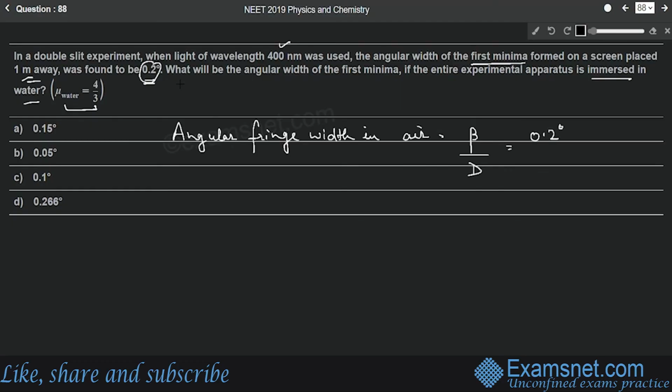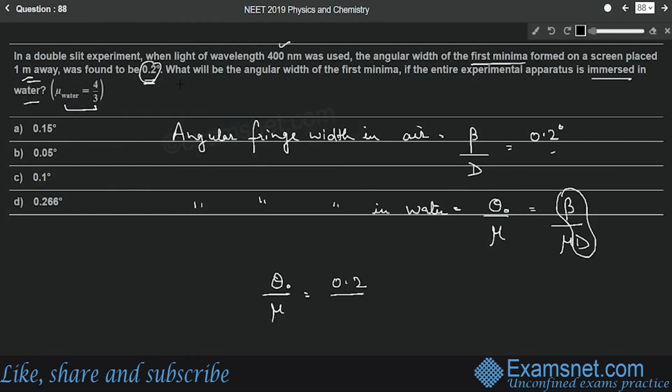Now the angular fringe width in water will be the angular fringe width in air divided by the refractive index of water. So mu naught is equal to beta by d, so it is beta by mu d. So what is beta by d? Its value is already given, 0.2. So the angular fringe width in water will be equal to 0.2 divided by 4 by 3. Refractive index of water is 4 by 3.